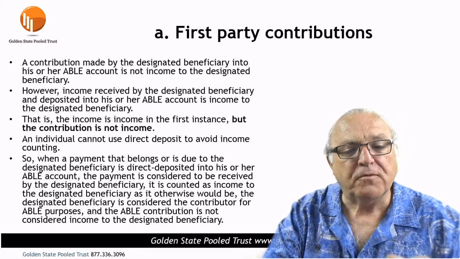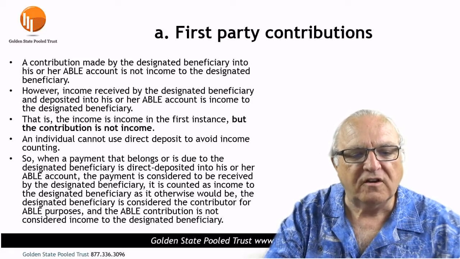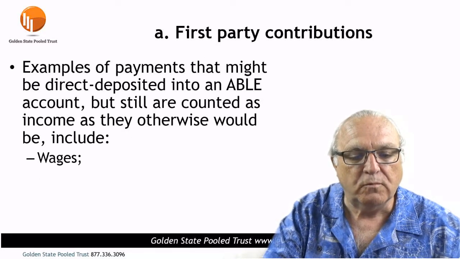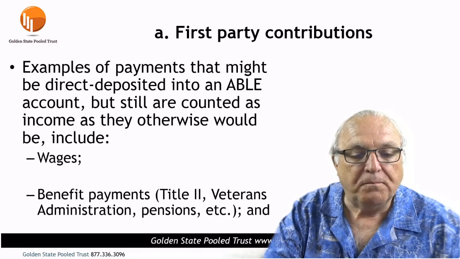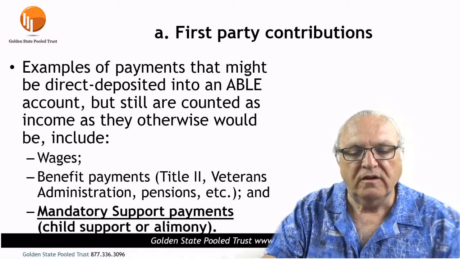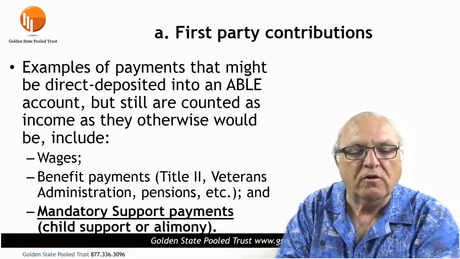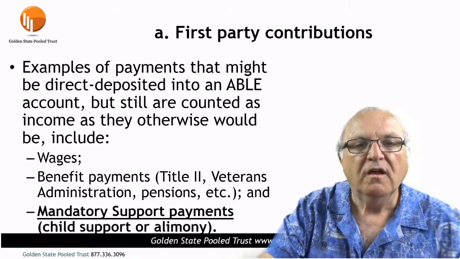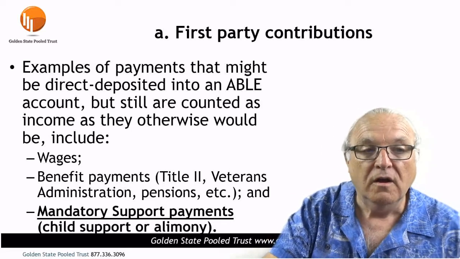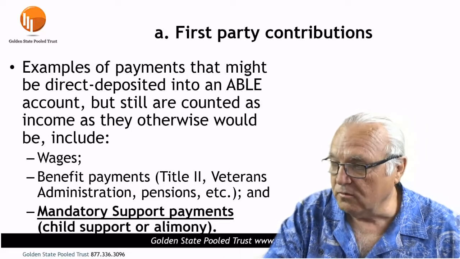So examples of payments that might be direct deposited into an ABLE account but still are counted as income as they otherwise would be: wages, benefit payments here, and mandatory child support or spousal support payments. Once again, as we go through the examples, we'll show you a workaround here where you might be able to do it anyway.